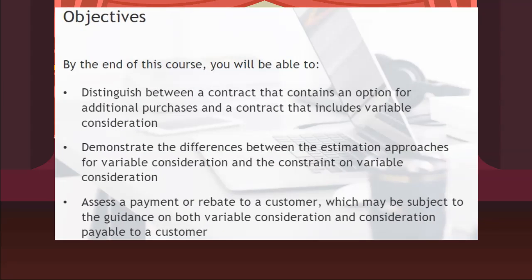By the end of this course, you will be able to distinguish between a contract that contains an option for additional purchases and a contract that includes variable consideration, demonstrate the differences between the estimation approaches for variable consideration, apply the constraint on variable consideration, and assess a payment or rebate to a customer, which may be subject to the guidance on both variable consideration and consideration payable to a customer.